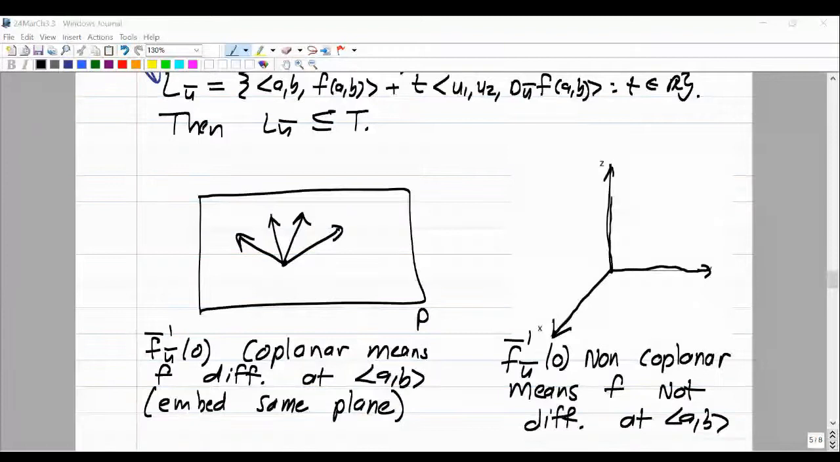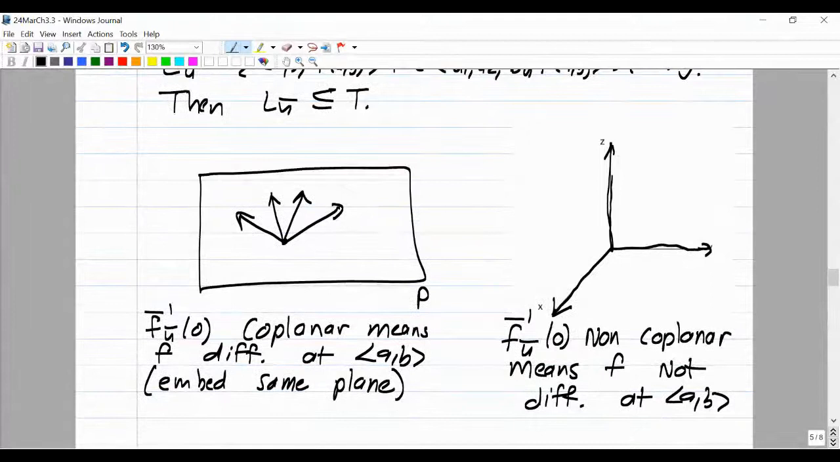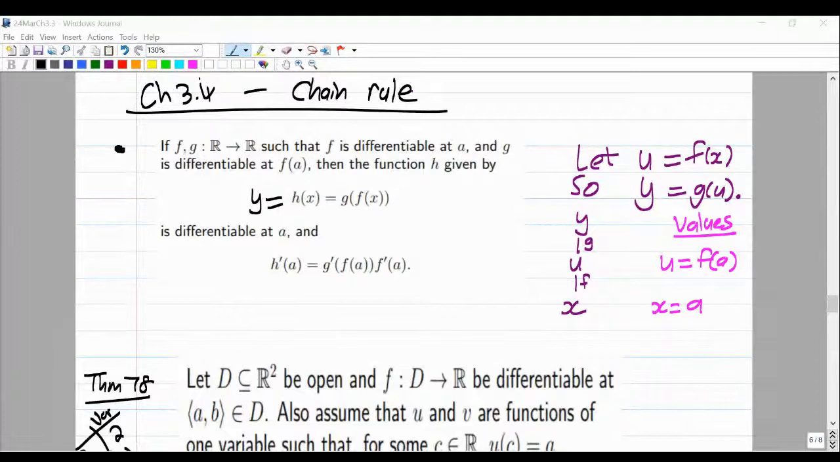All right. Now, that is the end of chapter 3.3. I want to now move on to chapter 3.4. It's a fun little chapter because we have the chain rule for functions of one variable. Let me remind you one way to state it. If f and g are functions of one variable, such that f is differentiable at a and g is differentiable at f(a), then the function defined by y equal to h(x) equal to g(f(x)) is differentiable at a, given by this formula. Yes, Marco.